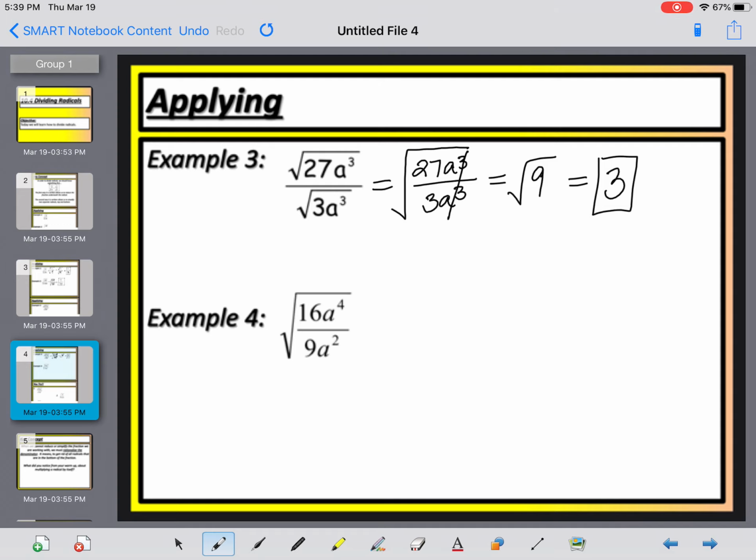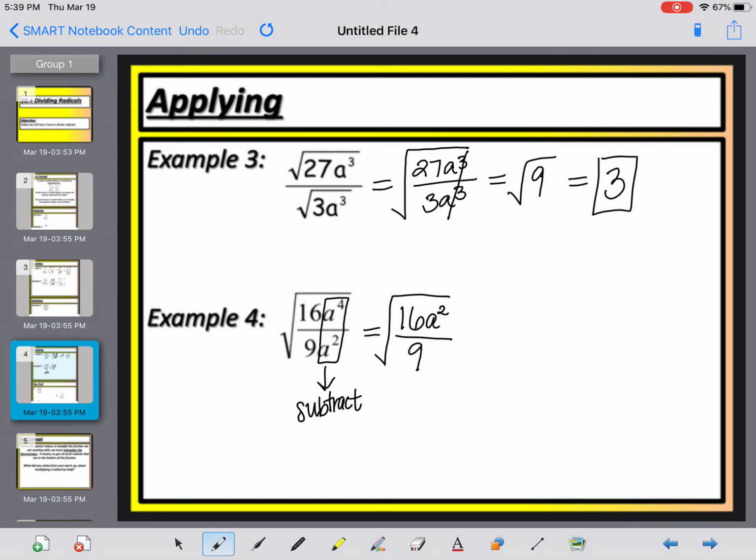So I look at my coefficients, and 16 and 9, I can't reduce those by anything. But a to the 4th over a squared, I could try and subtract my exponents, okay? I could reduce that a little bit and just get an a squared on the top. Okay, so remember, when we divide variables, we subtract the exponents. Okay, so that's how we get an a squared on the top.